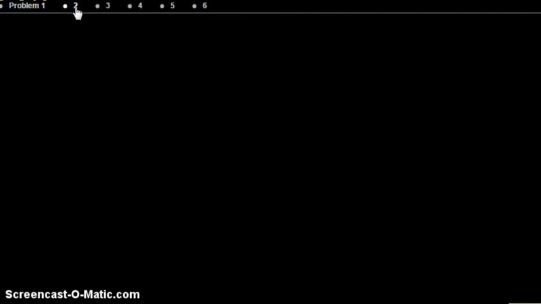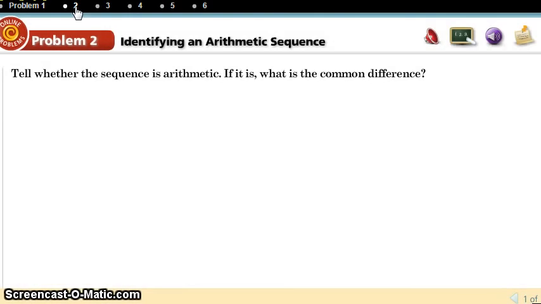Alright, let's look at our next example. In this problem, you identify an arithmetic sequence. Tell whether the sequence is arithmetic. If it is, what is the common difference? Part A. The sequence is 3, 8, 13, 18, and so on.